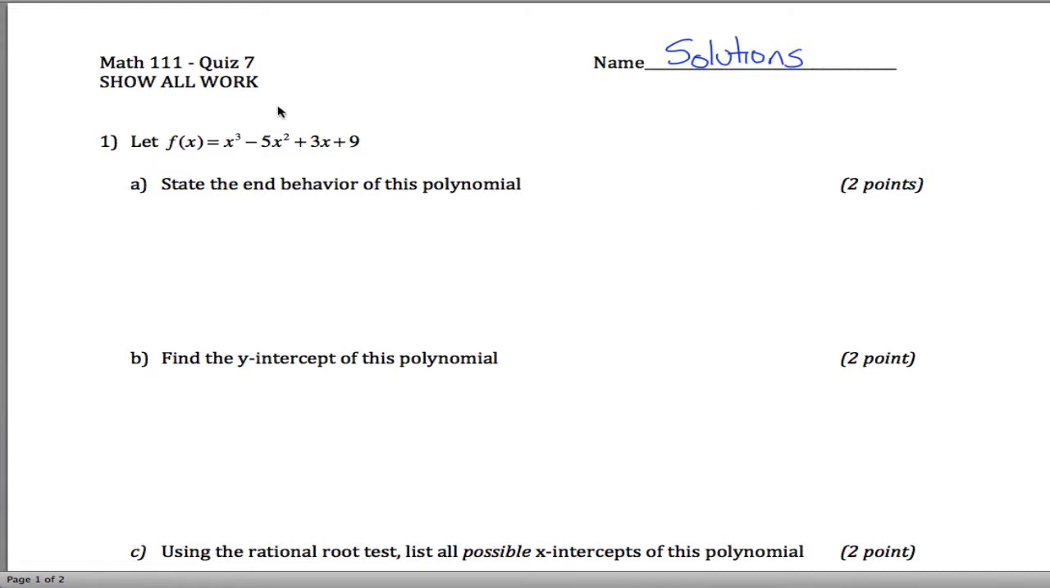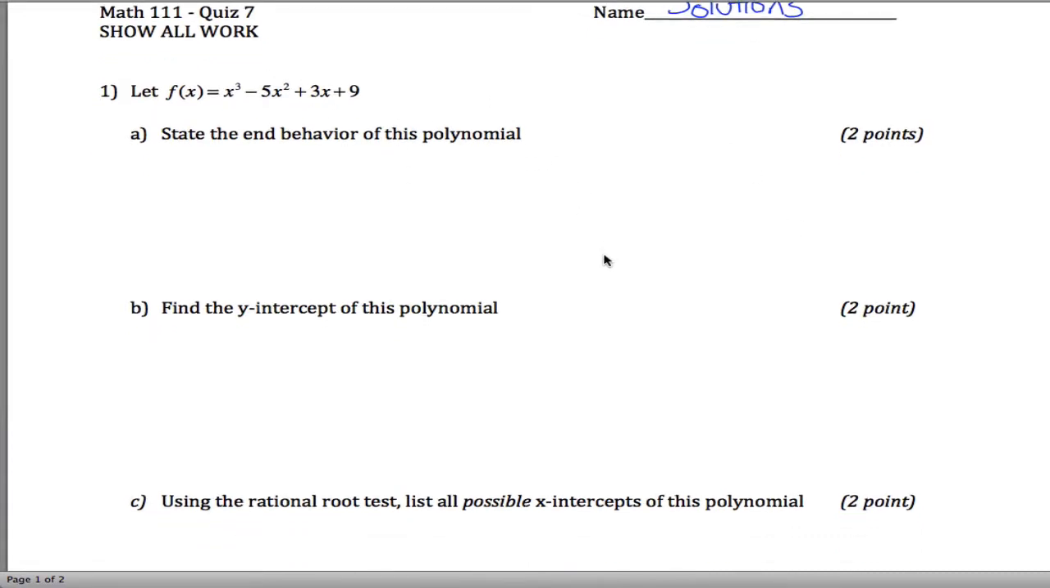All right, here are our solutions for quiz 7 from Math 111. We're given a polynomial and asked a bunch of stuff about it. So the first thing it wants us to do is state the end behavior of the polynomial. To figure that out, you can just look at the term with highest degree, in this case x cubed.